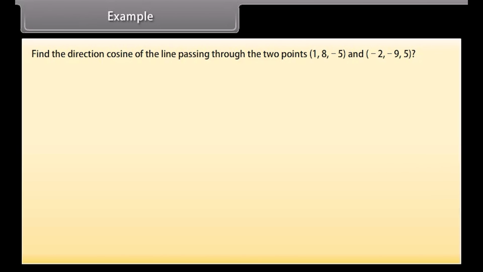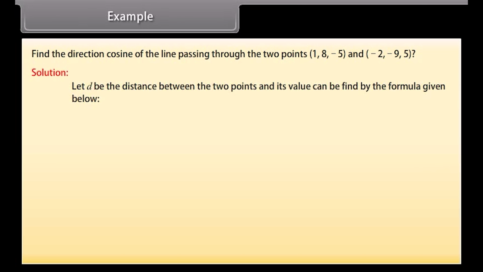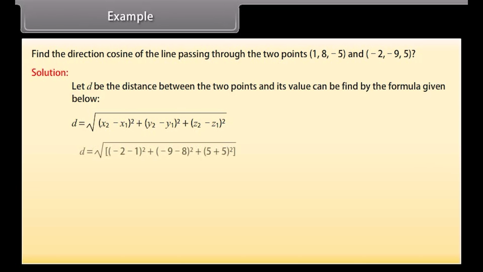Example. Find the direction cosine of the line passing through the 2 points 1, 8, minus 5 and minus 2, minus 9, 5. Solution. Let d be the distance between the 2 points and its value can be found by the formula given below. d equals square root of x2 minus x1 square plus y2 minus y1 square plus z2 minus z1 square. d equals square root of minus 2 minus 1 square plus minus 9 minus 8 square plus 5 square.